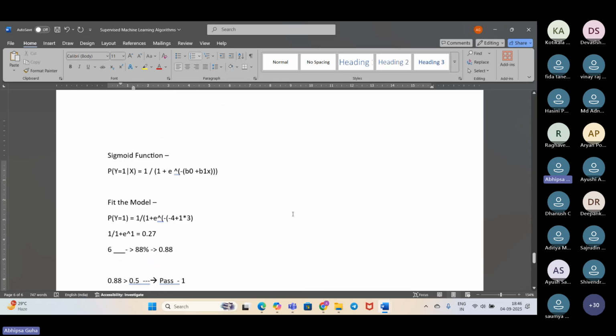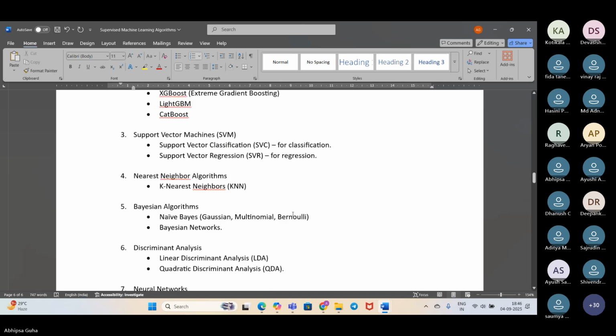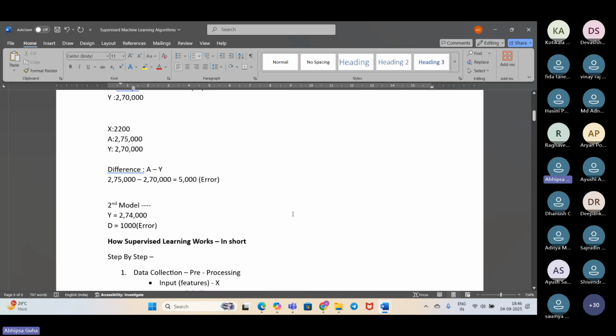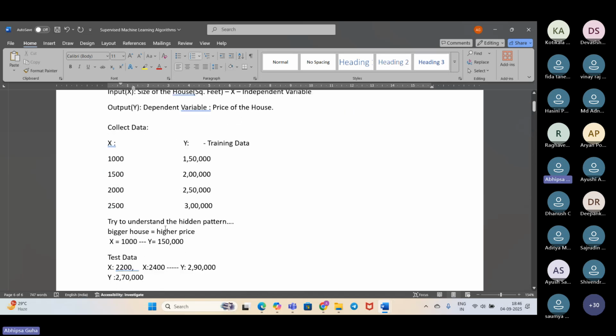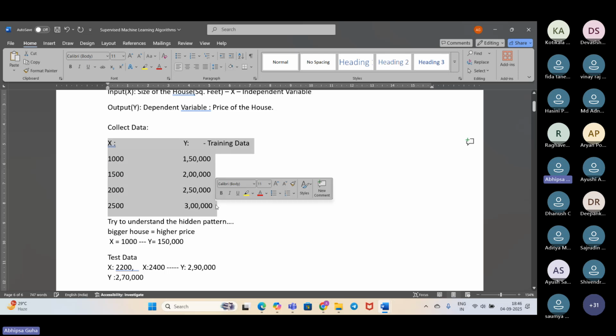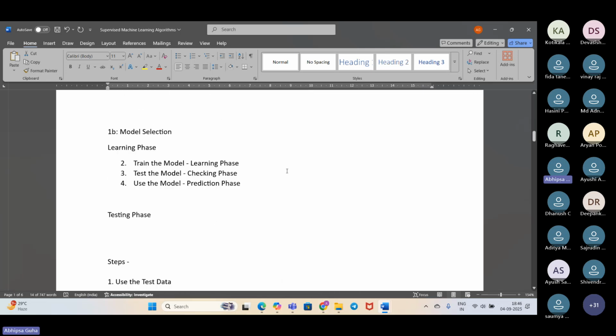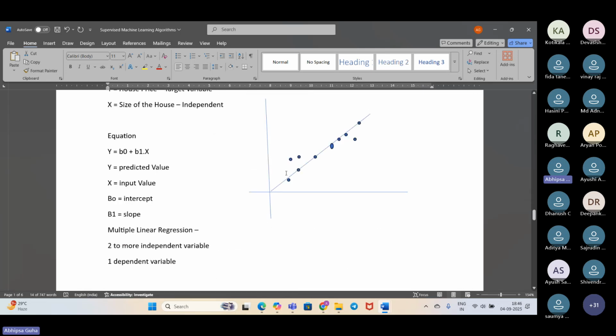Okay, so you can recall this example, right? Everybody, where we have taken the value of x as the size of the room and y as the price of the room, right, guys? Yes, ma'am. So we'll take this data, because we have already discussed it, and based on this only we will learn.